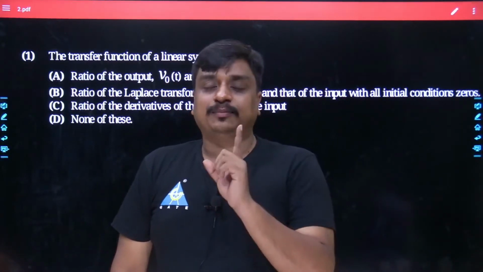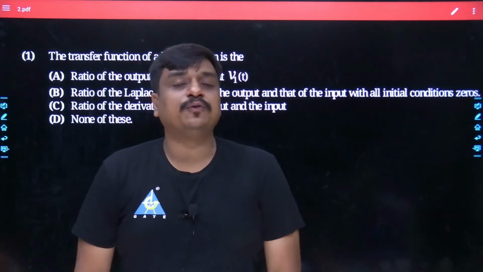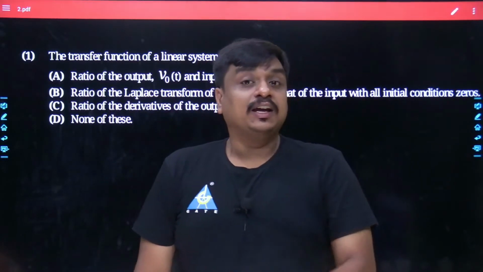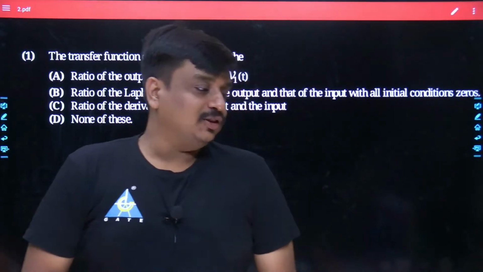Once we are done with the basics of the control system, we are going to take a few numericals based on the concept of initial as well as final value theorem.